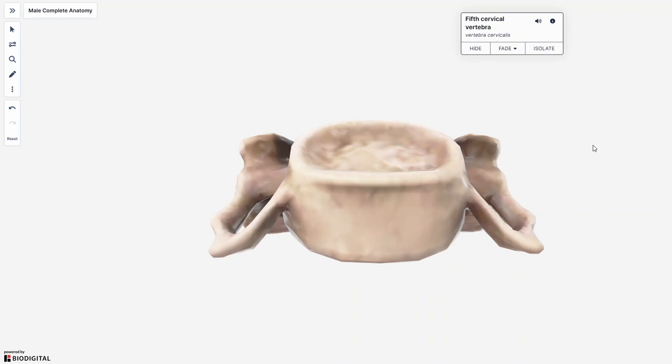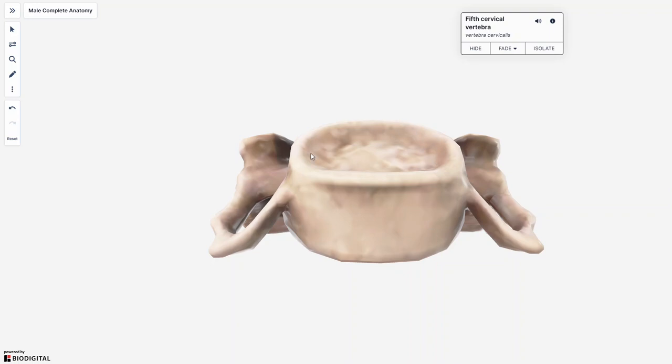Hello, this tutorial is on the typical cervical vertebra anatomy. This is the fifth cervical vertebra. We're looking at it from an anterior view. So my pointer is on the anterior part of the vertebral body.